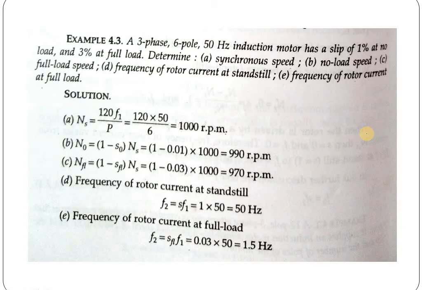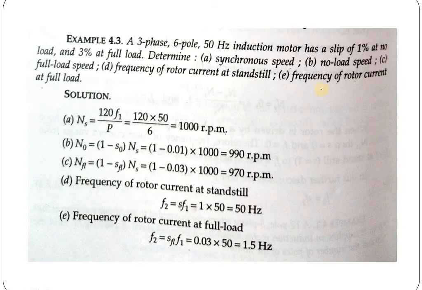A 3-phase 6-pole 50 Hz induction motor has a slip of 1% at no load and 3% at full load. Determine A. synchronous speed, B. no load speed, C. full load speed, D. frequency of the rotor current at standstill, and E. frequency of the rotor current at full load.